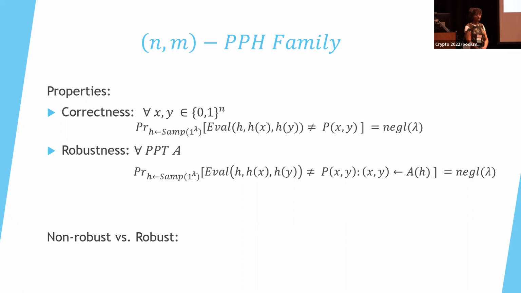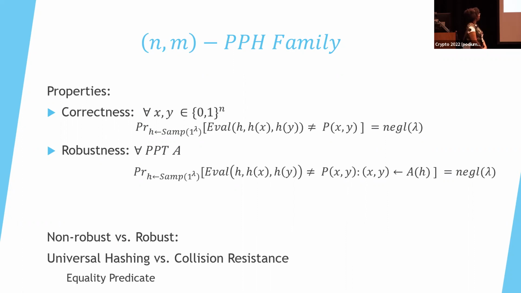Okay, and if we want to understand better the difference between a non-robust and a robust property preserving hash, we can consider the difference between universal hashing and collision resistant hashing as it pertains to the equality predicate. So a universal hash is exactly a non-robust property preserving hash for the equality predicate because it satisfies this correctness property. And a collision resistant hash is exactly a robust property preserving hash for the equality predicate because it satisfies the additional robustness property.